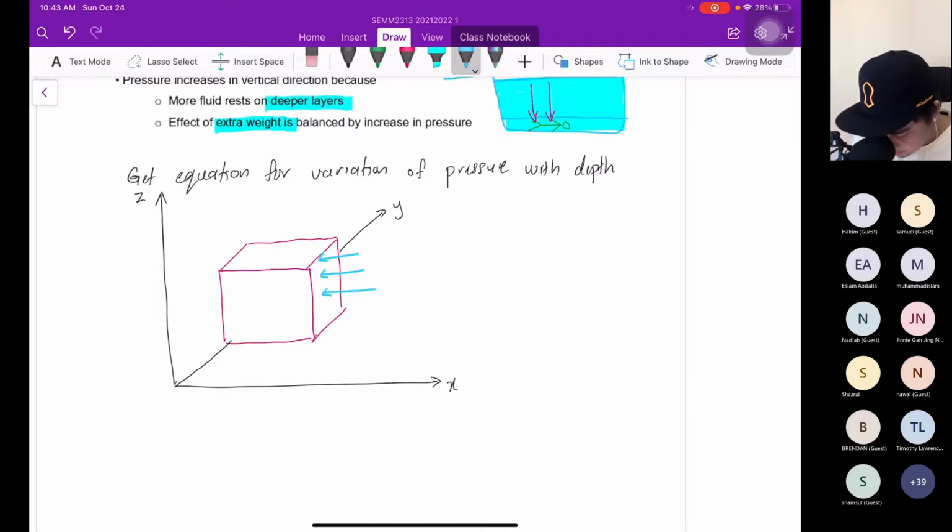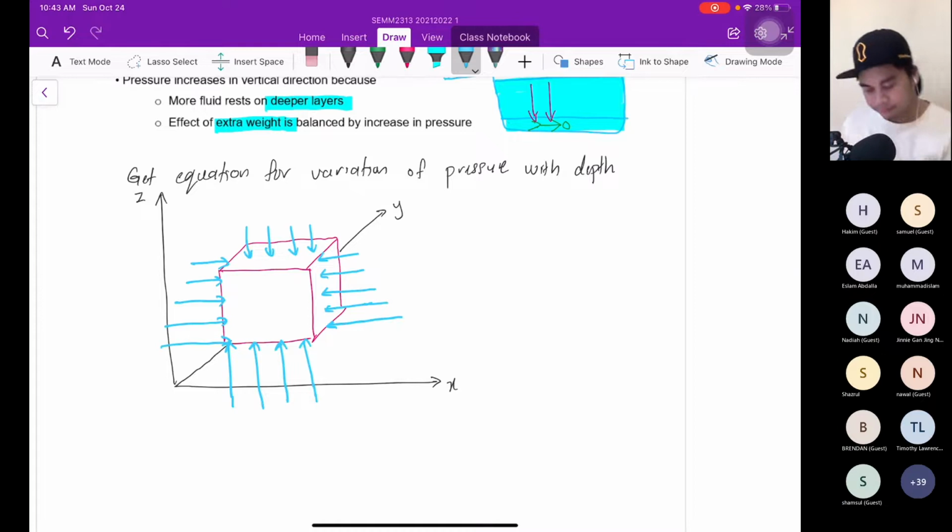still increasing. Remember our previous equation: the more depth, the more the pressure will increase. Remember the pressure at the horizontal is the same. This is the direction of pressure. This is the same, identical. Keep increasing the pressure. So from here, we can list the pressure.